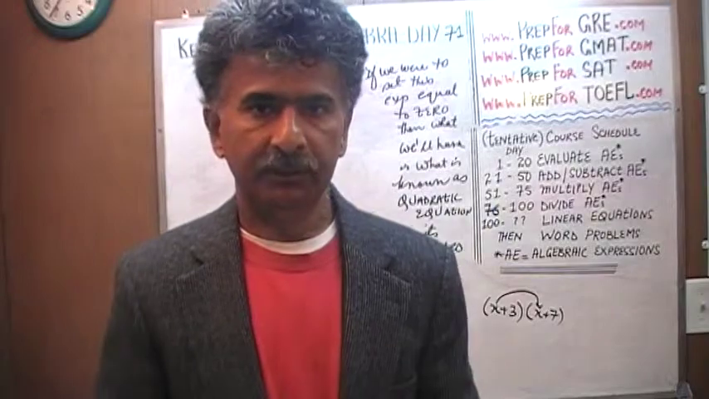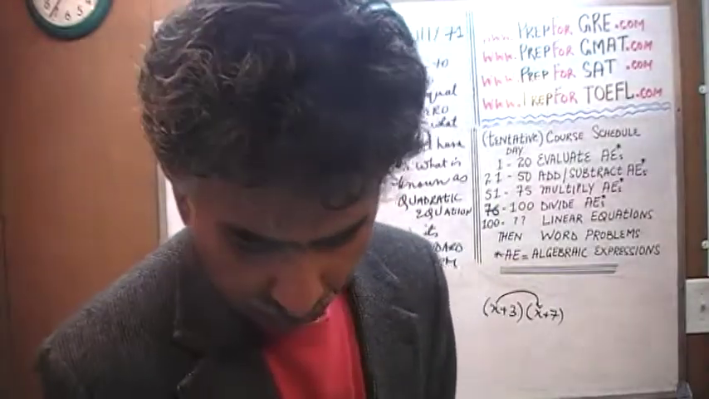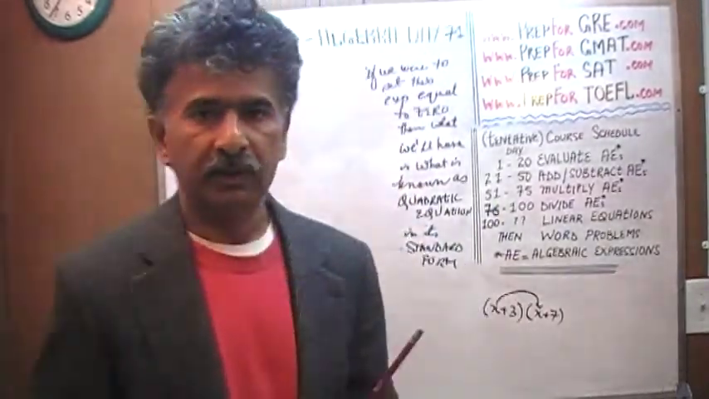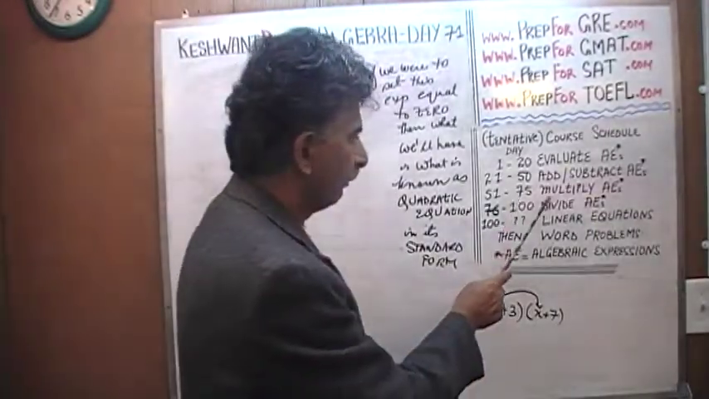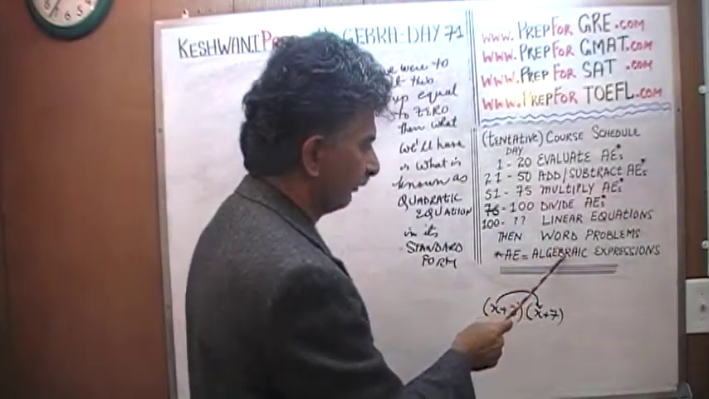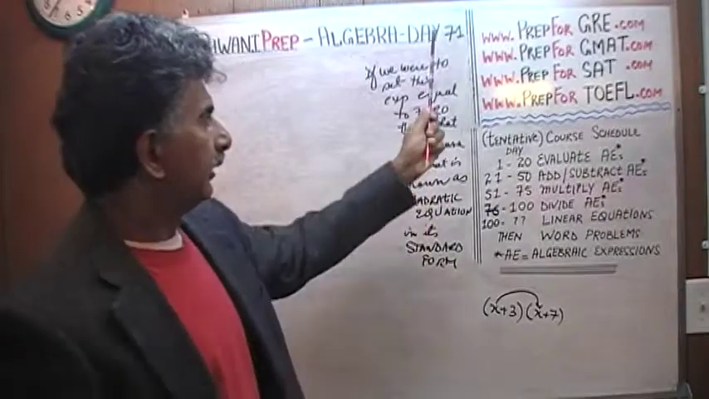We are here because we want to learn algebra. Today is our day number 72, lesson number 72. We are in the process of learning how to multiply algebraic expressions. We are on day number 72.